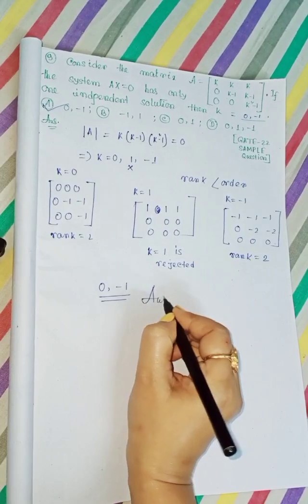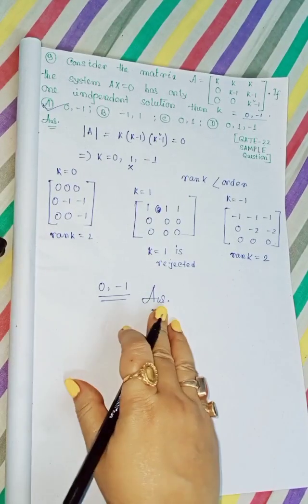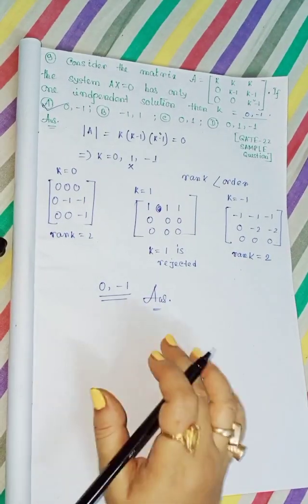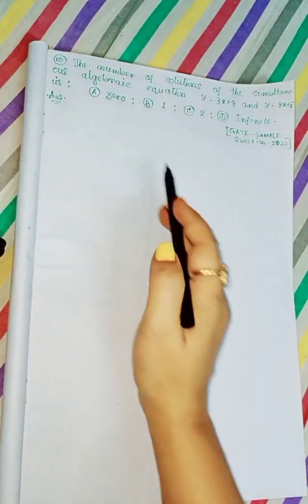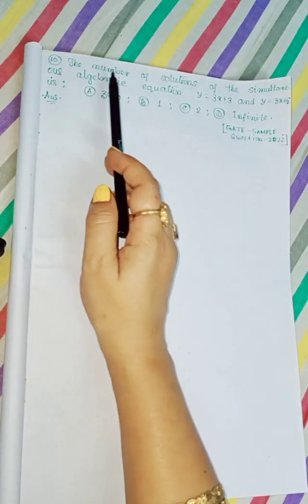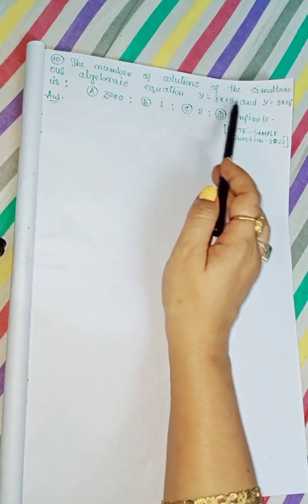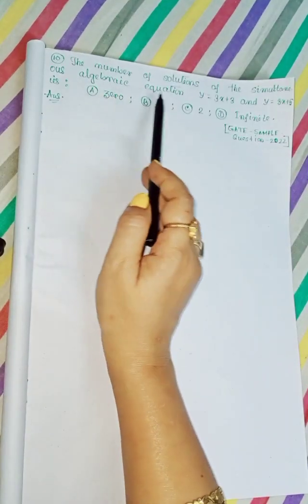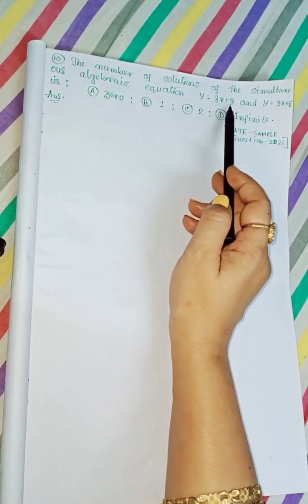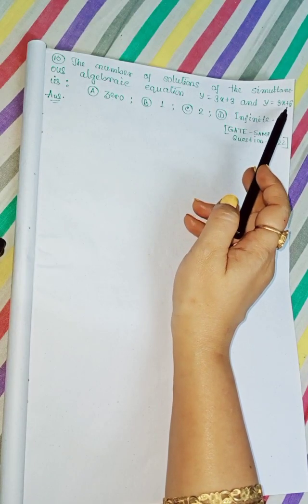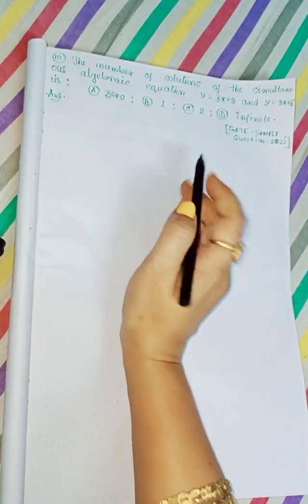So this is the whole solution of question 9. Now moving to question 10. Question 10 asks the number of solutions of the simultaneous algebraic equations y is equal to 3x plus 3 and y is equal to 3x plus 5. Four options are given.